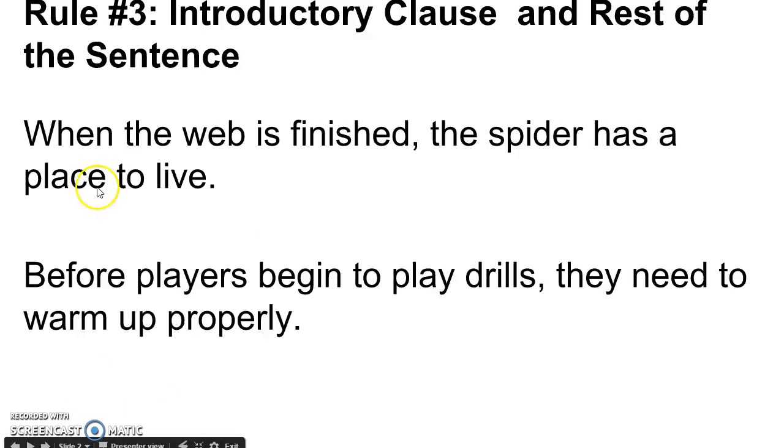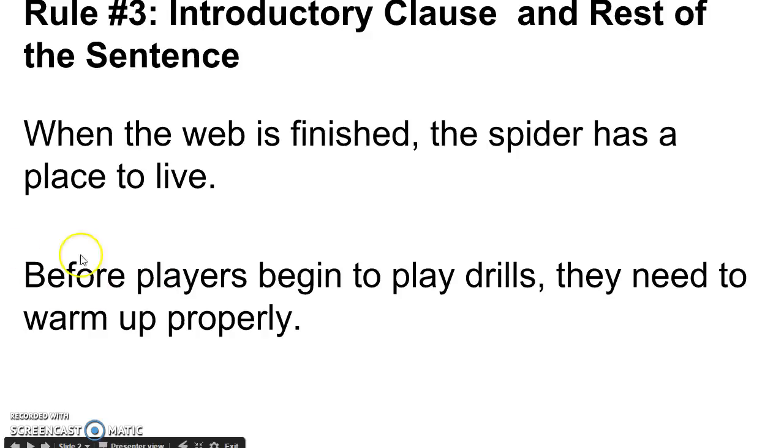So just to review the rule, we have our trigger word. In this case, our trigger word is when. When the web is finished. The web is finished is our introductory clause. And we kind of ask, so what happens when the web is finished? The spider has a place to live. This is the independent clause. This answers the first half of the sentence.